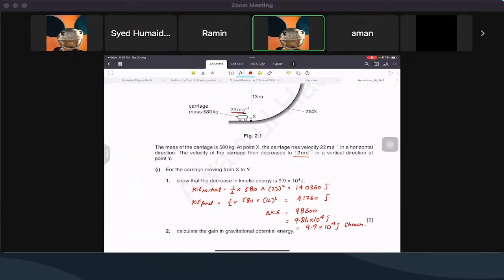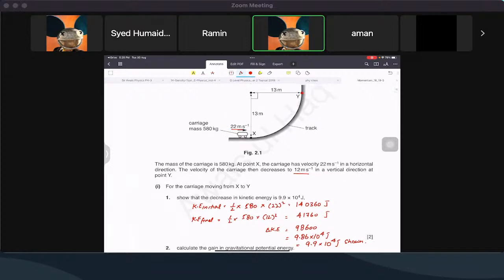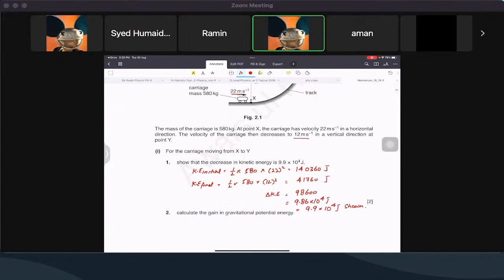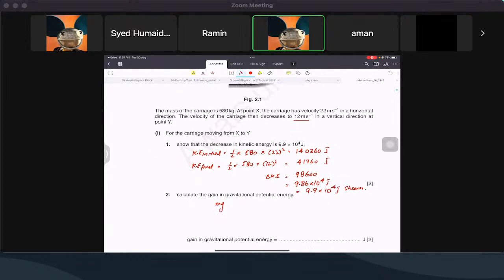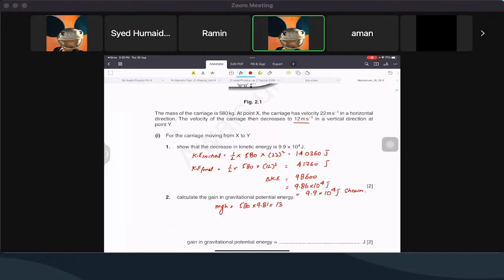Now it says calculate the gain in gravitational potential energy. Because this is the vertical height it goes, we're just going to write mgh: 580 times 9.81 times the height, which is 13. On the calculator, 9.81.